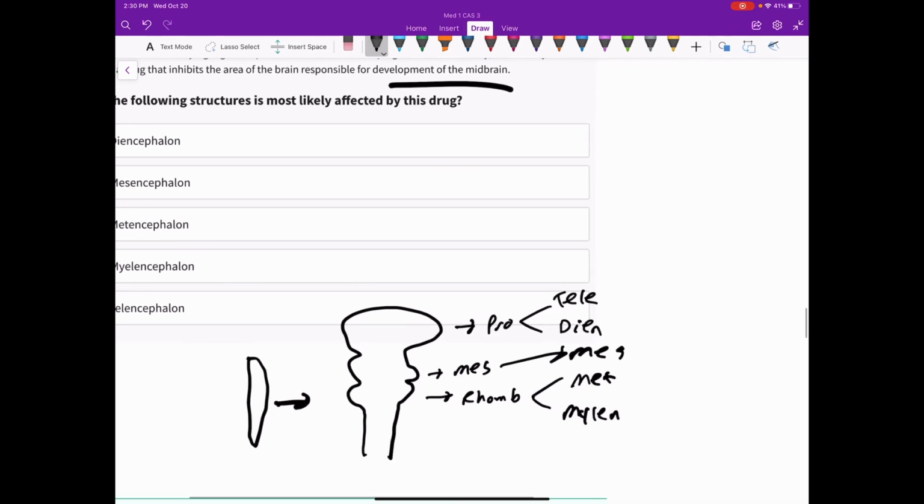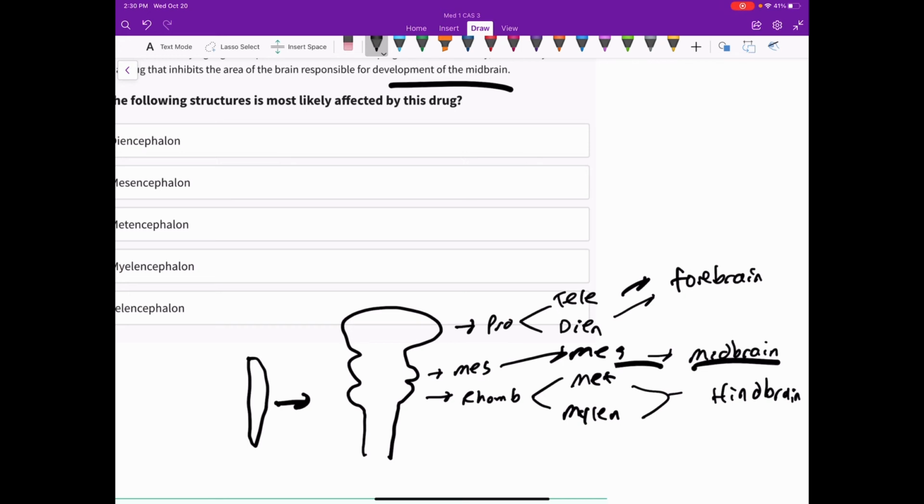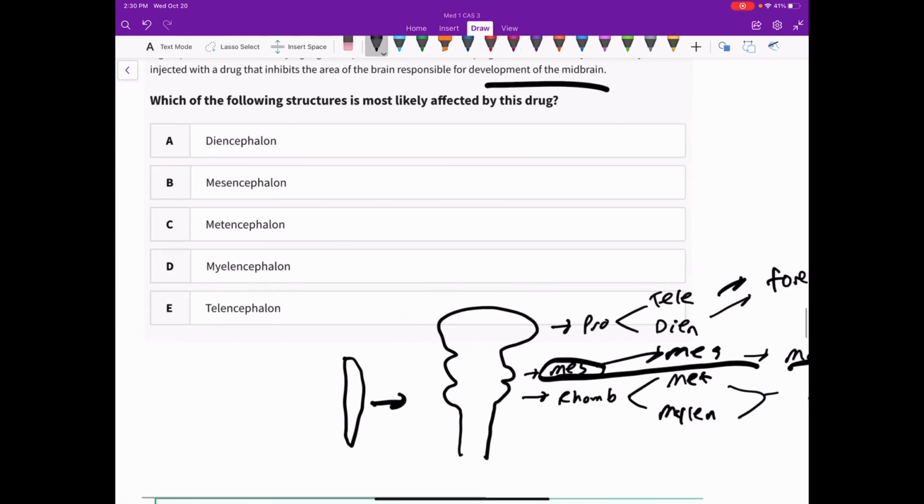Still no. This guy was the what? He forms the forebrain, both of them. This guy forms the midbrain. And they formed the hindbrain. Okay, so it's asking us where does the midbrain come from? Well, we know it comes from the mesencephalon. So this is going to be our answer.